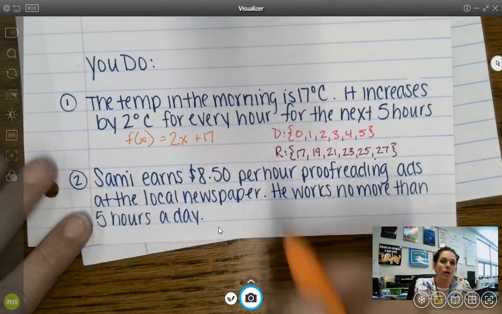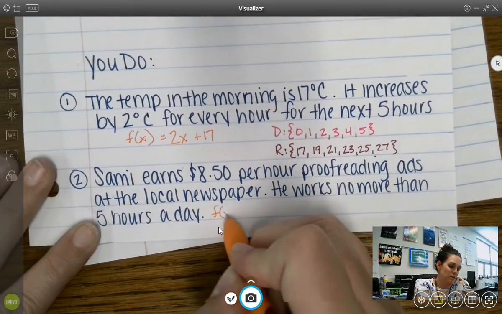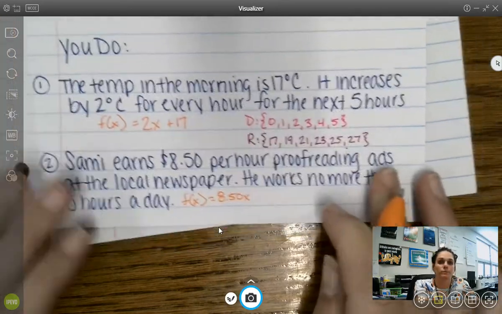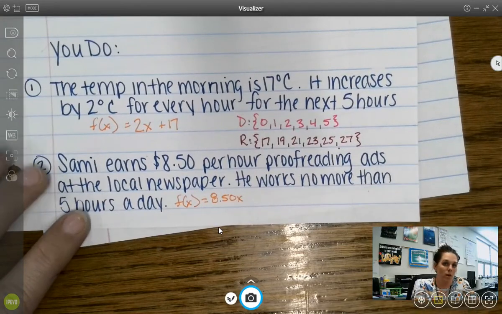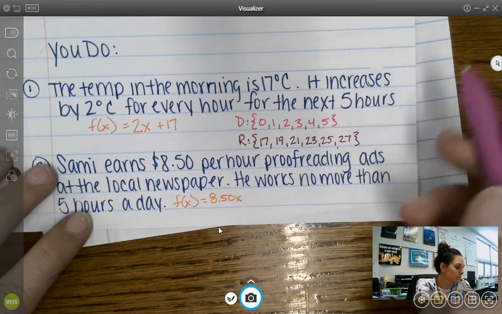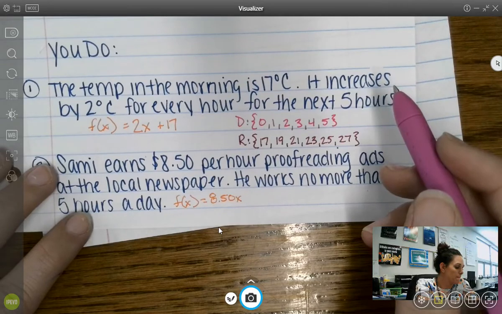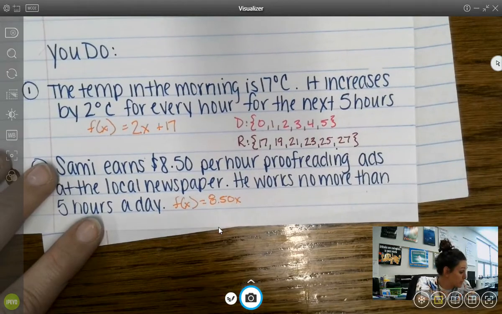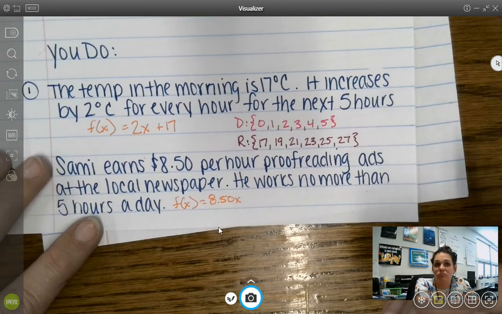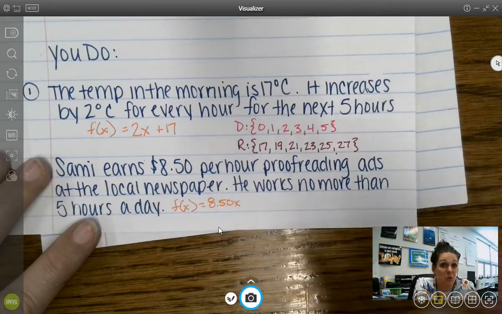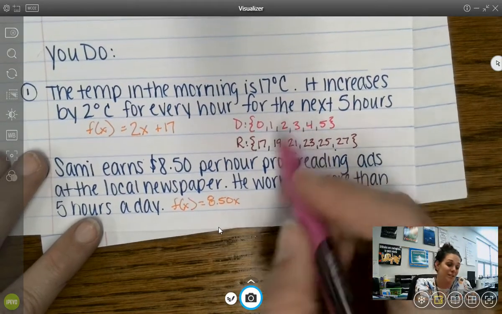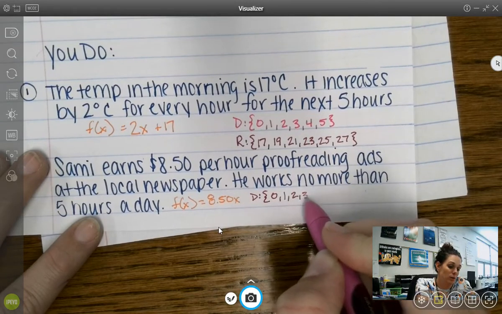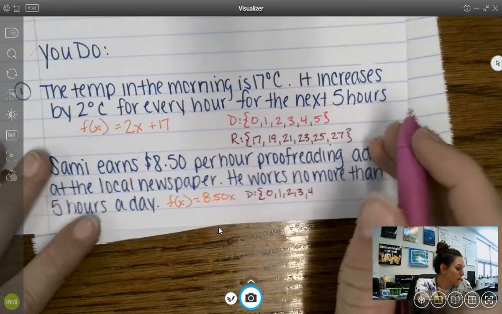All right, in the second one, we have f of x equals 8.50 each hour. And I'm working no more than 5 hours. Now, the answer key, which I was just reading over my shoulder, does not have 0. But I could earn no money. I could work no hours and not get paid. So I would still put 0, 1, 2, 3, 4, and we have 5.